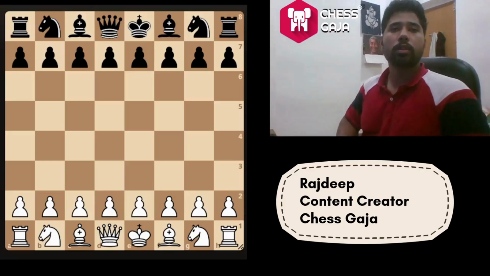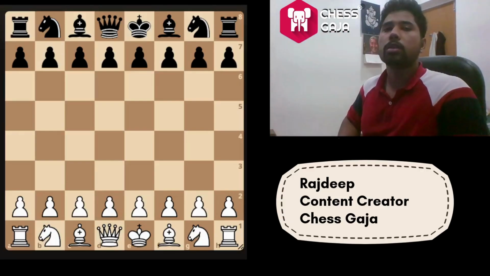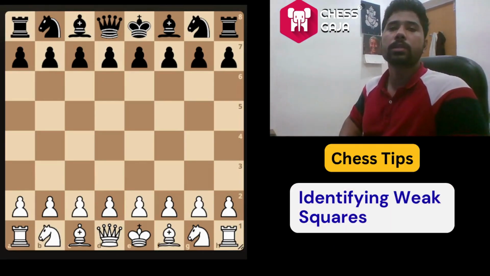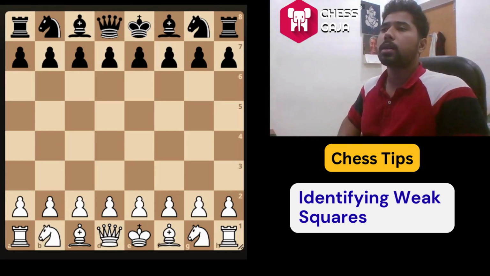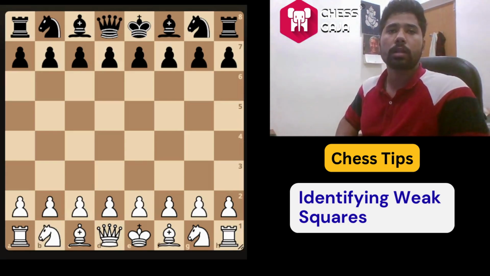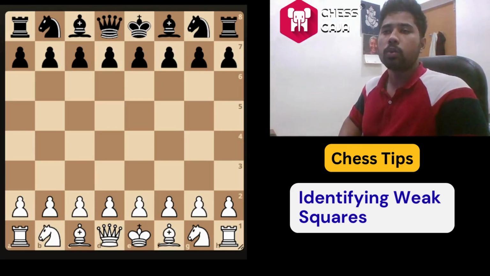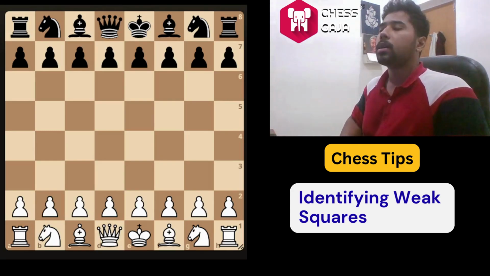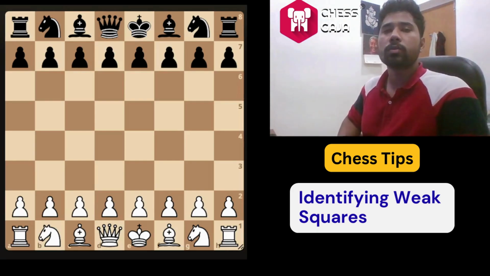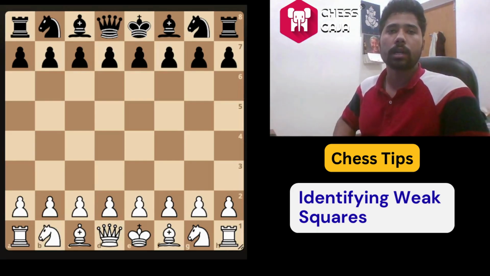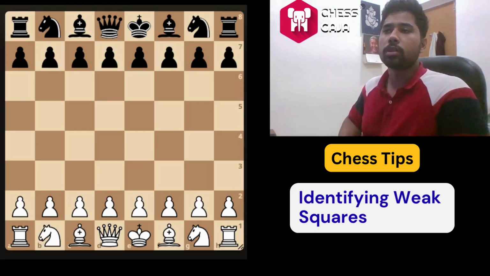Hello everyone, and today we're going to look at the concept of weak squares in chess. Weak squares are those squares, present either in your camp or your opponent's structure, where a piece can settle. Basically, a piece of either your own or your opponent's, depending on who has the weak square, will be extremely dominating there and will be very difficult to remove.